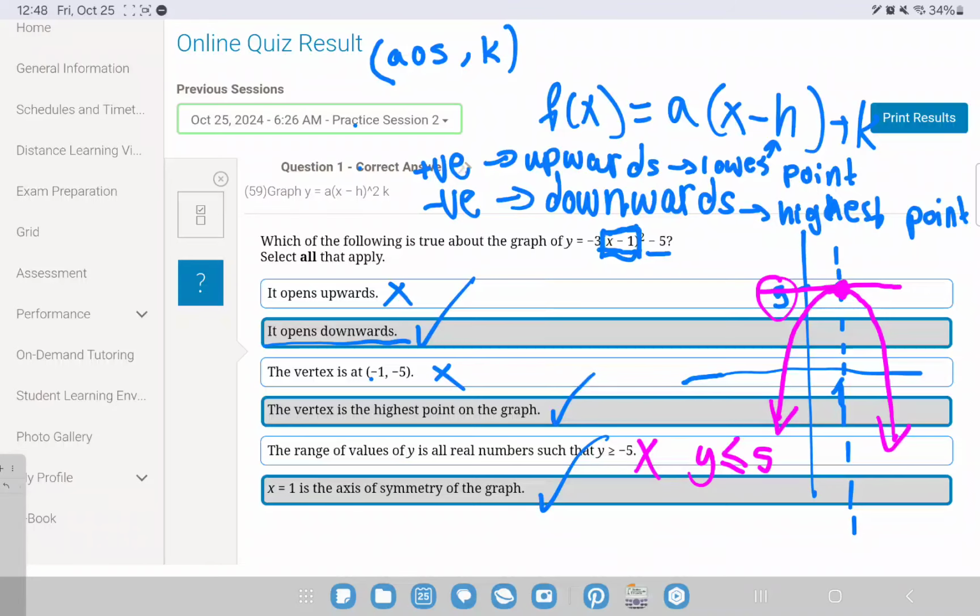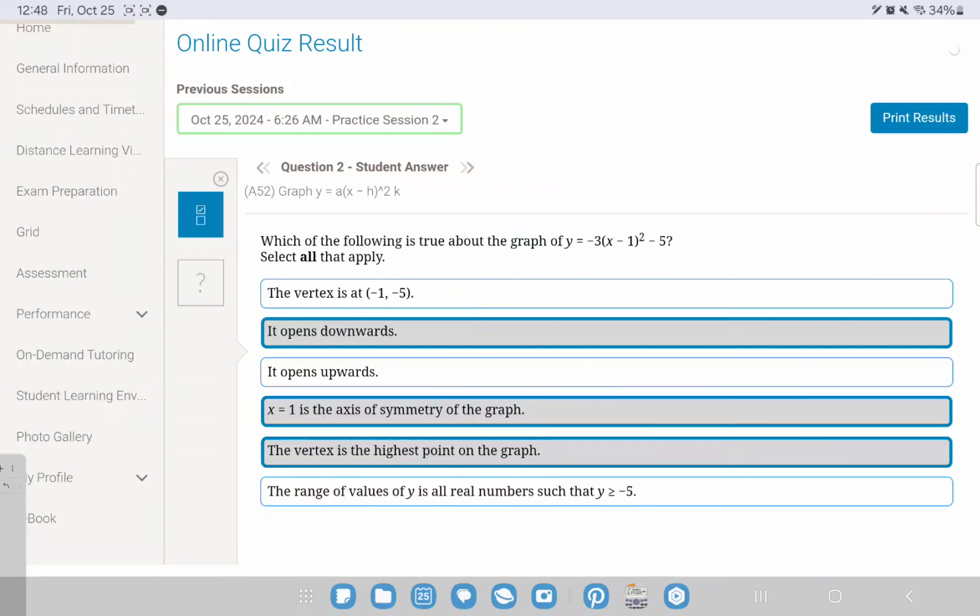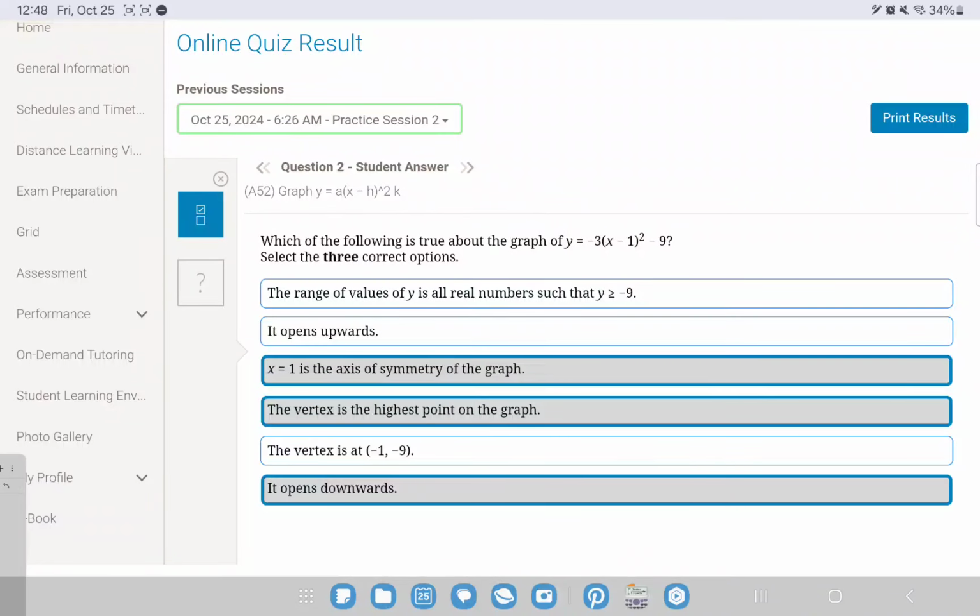Now, moving on. Okay, which of the following is true about this graph? Again, same thing. We have our negative 3 here, so it's opening downwards. Let me draw a graph in case we need it. It's opening downwards because it's negative. We could choose that immediately and cancel out the upwards. Now let's see what value makes this 0. Again, x minus 1 equals 0, so x equals 1. So our line again, 1 is our axis of symmetry.